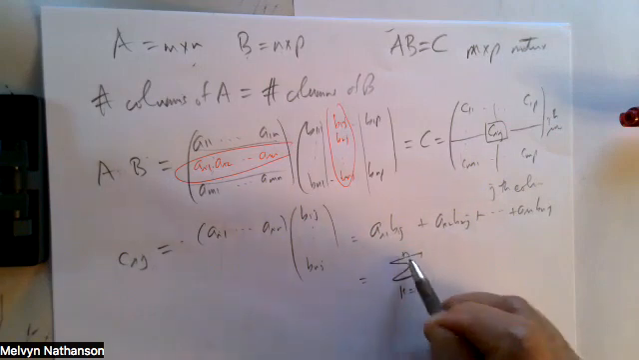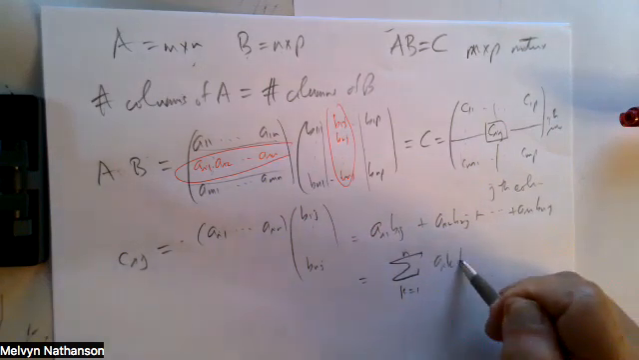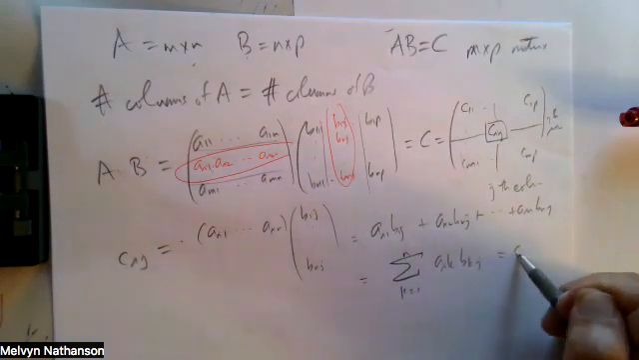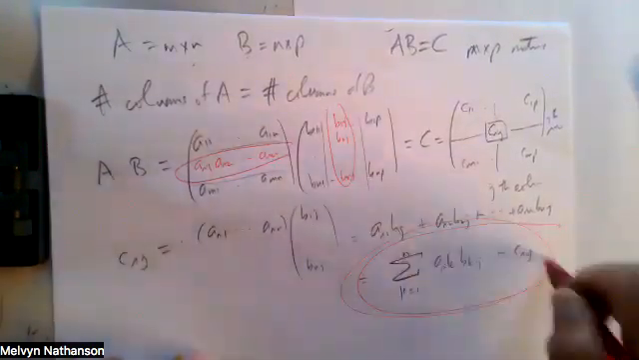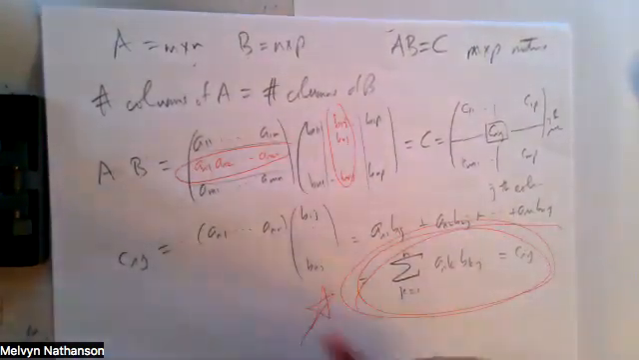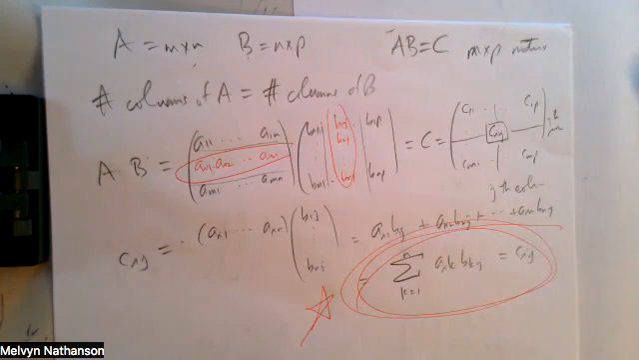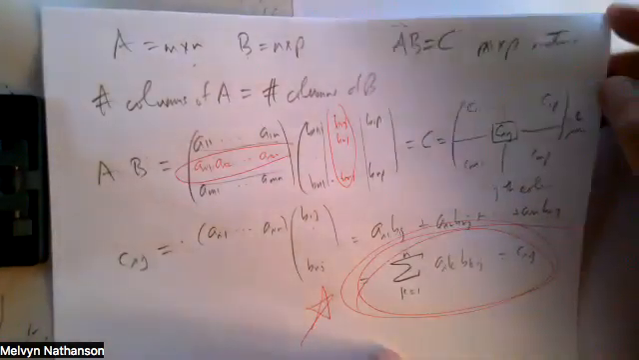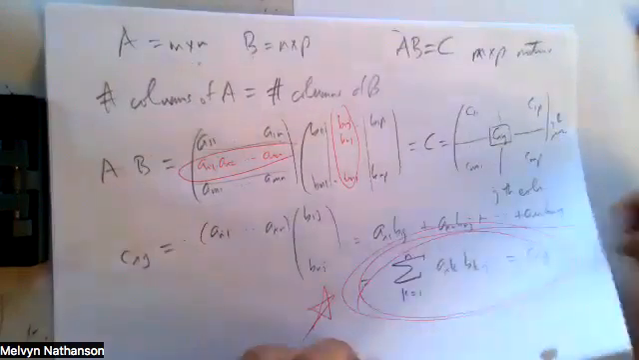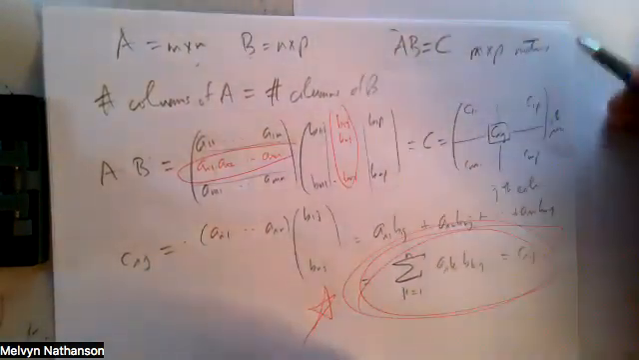K goes from 1 up to n, A_ik B_kj. This is the formula for C_ij. And I'll give that a star because that is the definition of matrix multiplication in terms of coordinates. So again, this looks, I'm sure, a little bit abstract and maybe even difficult, but I'm going to start to do some examples. And when I do more and more examples, it should become clearer.